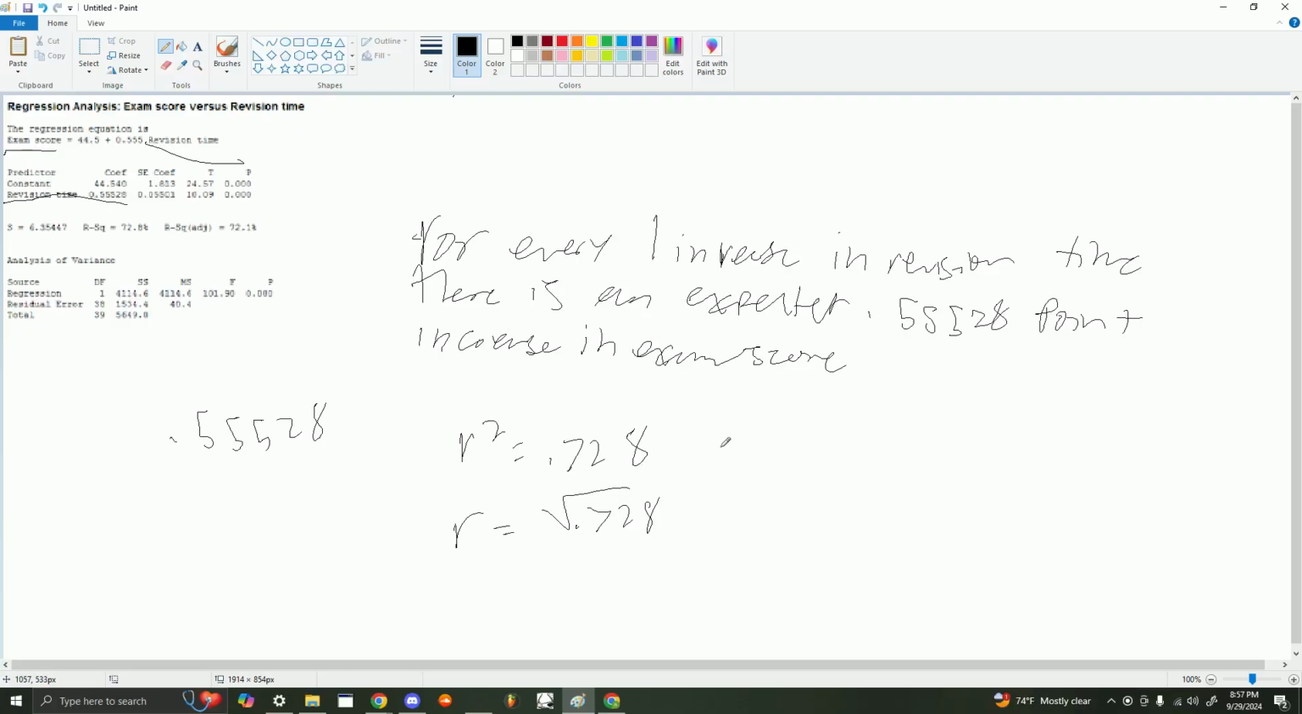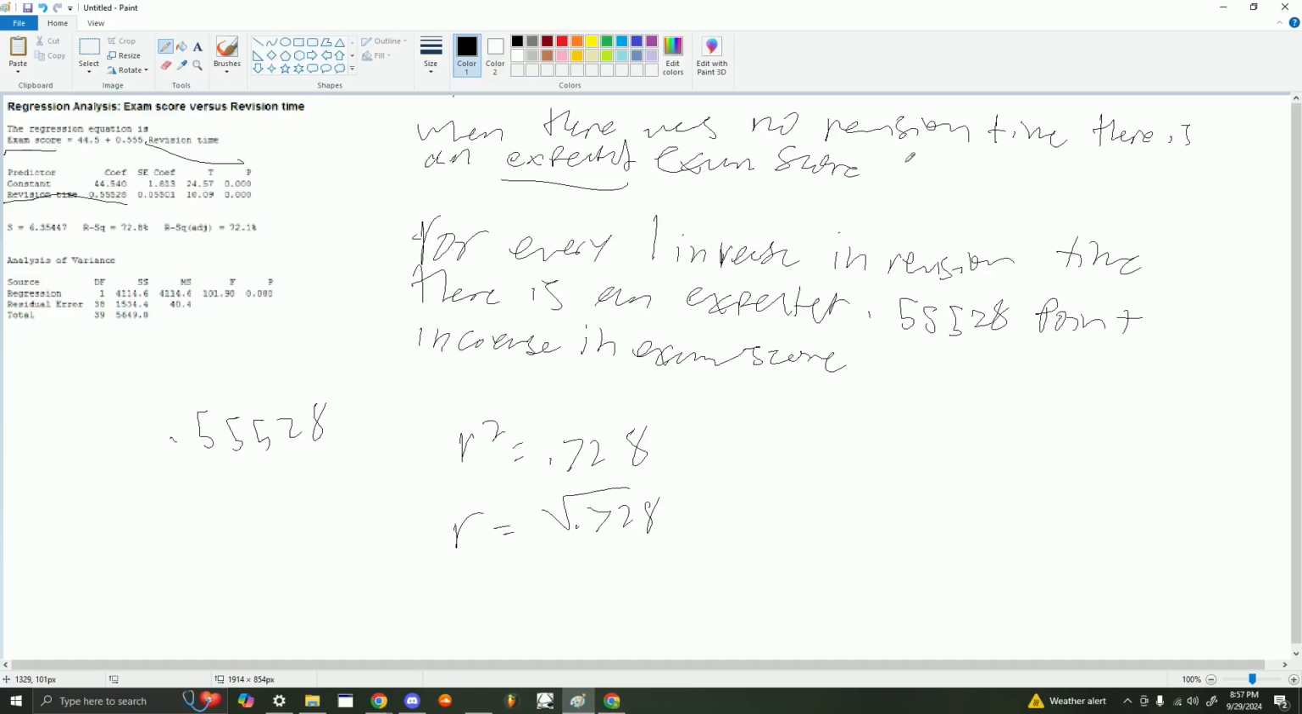And then y-intercept, I'm gonna do this in order. Y-intercept, that's when x equals 0. So when there was no revision time, or 0 revision time, there is an expected, let me underline expected, exam score of, what's the y-intercept? 44.54.